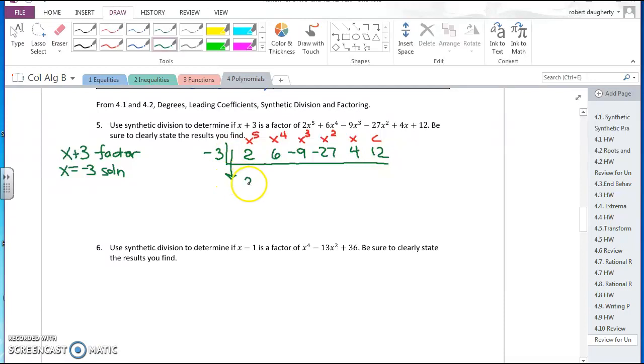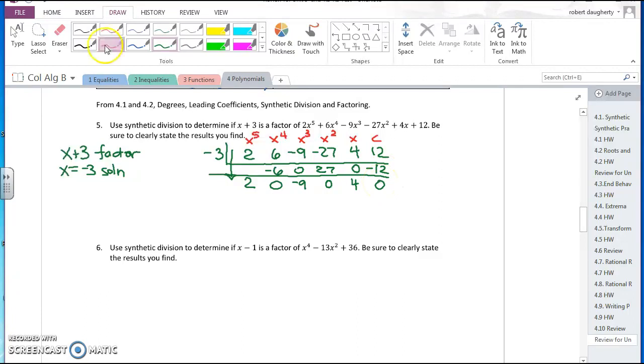So bring down this 2, multiply and get negative 6, and then I get a 0. Multiply here and I get a 0, I get a negative 9. Multiply and get 27, add to get 0. Negative 3 times 0, add that to get 4. Negative 3 times 4, negative 12, add that to get 0.